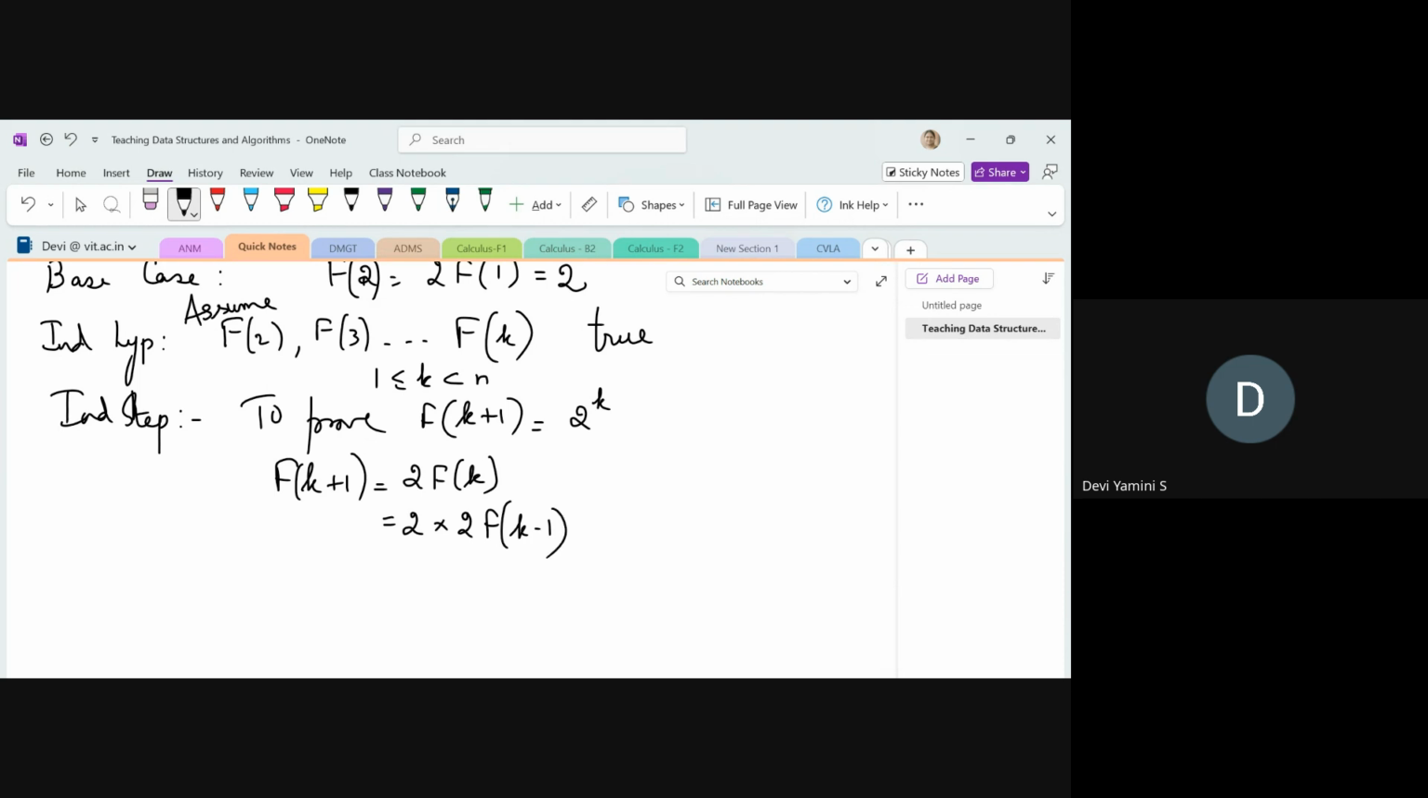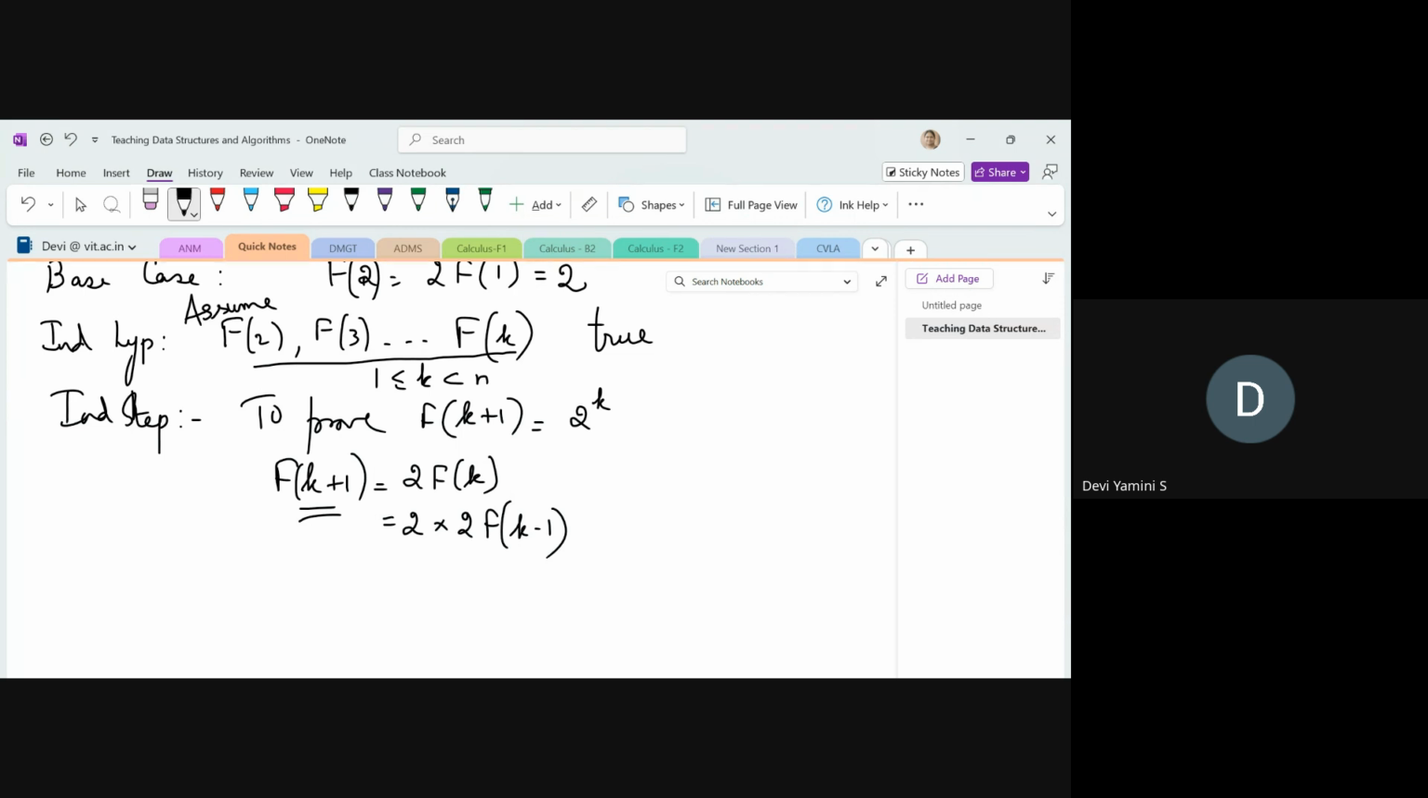And why do we say that we use strong induction here? We know that for normal induction, f of k plus 1 is nothing but 2 times f of k. But for f of k to be true, f of k minus 1 should be true. So all these are involved. That is why we have strong induction. All these assumptions are required. Till f of 2, we have to assume things. That is the reason we use strong induction.